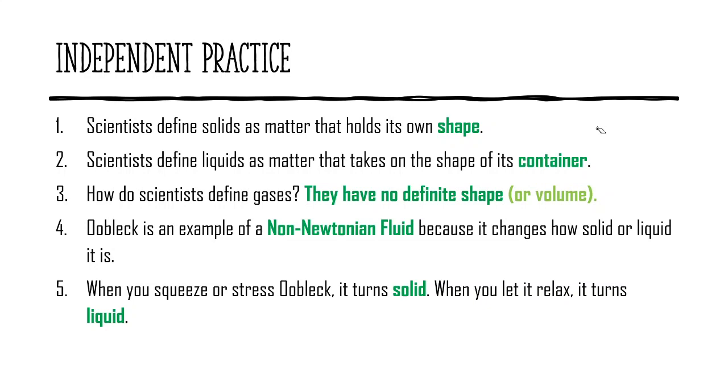Number 4, Oobleck is an example of a non-Newtonian fluid, that's what we call these things, because it changes how solid or liquid it is. And number 5, when you squeeze or stress Oobleck, it turns solid. When you let it relax, it turns liquid. We saw that demonstration ourselves.